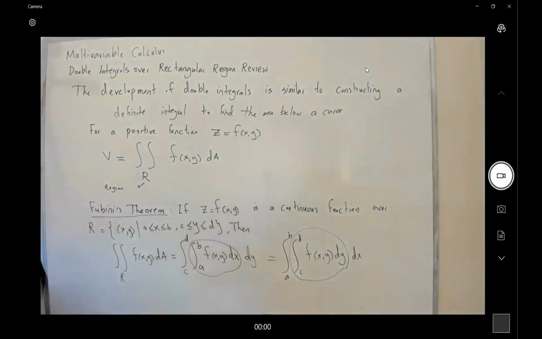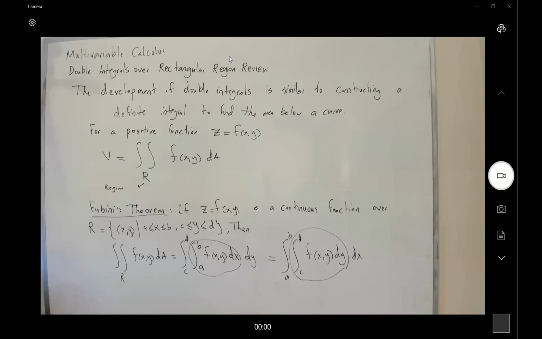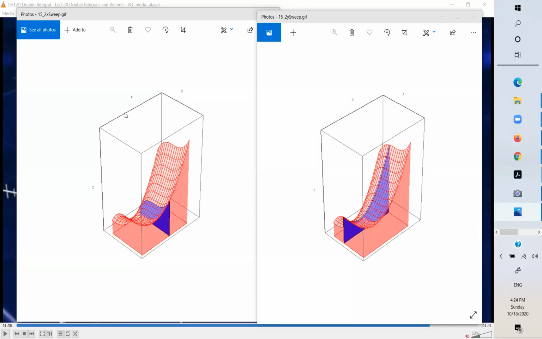Let's take a look at this illustration here. Very well. On this side, we are taking the inner integral with respect to x. On this side, we are taking the inner integral with respect to y.